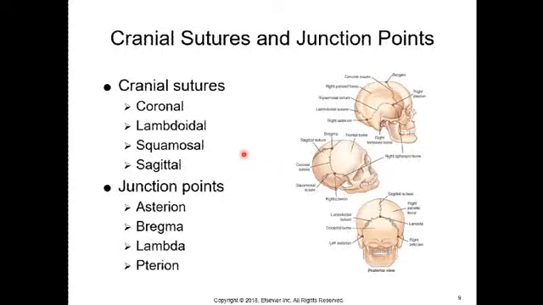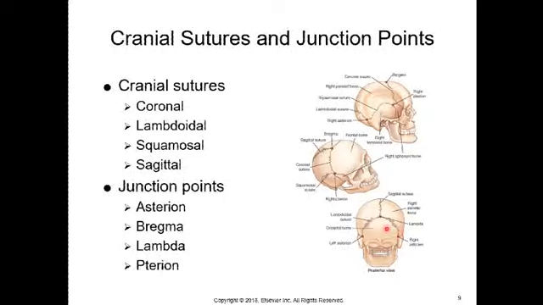But the sutures are important. You need to know them. You've got your coronal, which lines with the coronal plane. Here's another view of it. Your lambdoidal, which is back here. So here's your two parietals, and then your occipital, and your lambdoidal separates your parietals from your occipital.